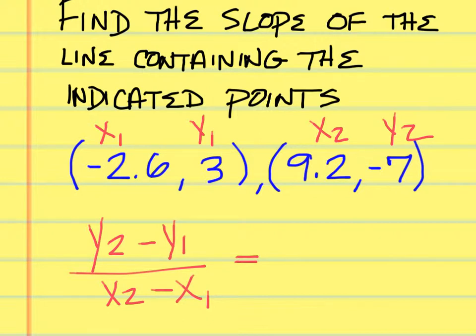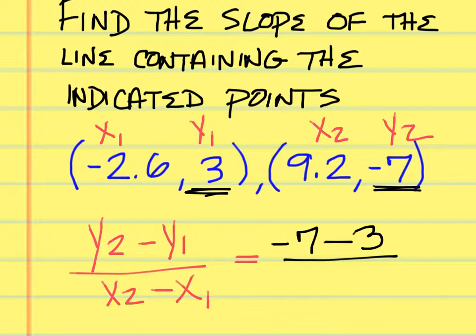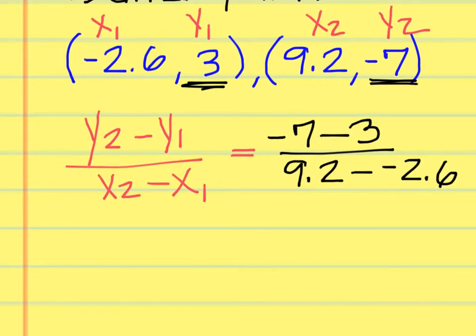So y2 is negative 7, and subtract y1, which is 3. On the bottom, x2 is 9.2 minus x1, that's a negative 2.6. So negative 7 minus 3 is negative 10, and on the bottom you have 9.2 minus a negative 2.6, that's an 11.8.